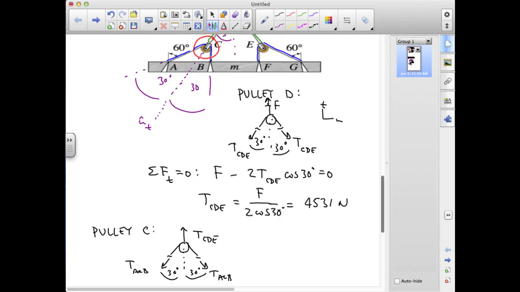And I'm going to have the same equation in the tangent direction now. It's just that T_ACB is going to end up being the tension in CDE over 2 cosine 30 degrees. And having just found that the tension in CDE is 4531 newtons, I can divide that by 2 cosine 30, and I end up with a tension in ACB of 2616 newtons.